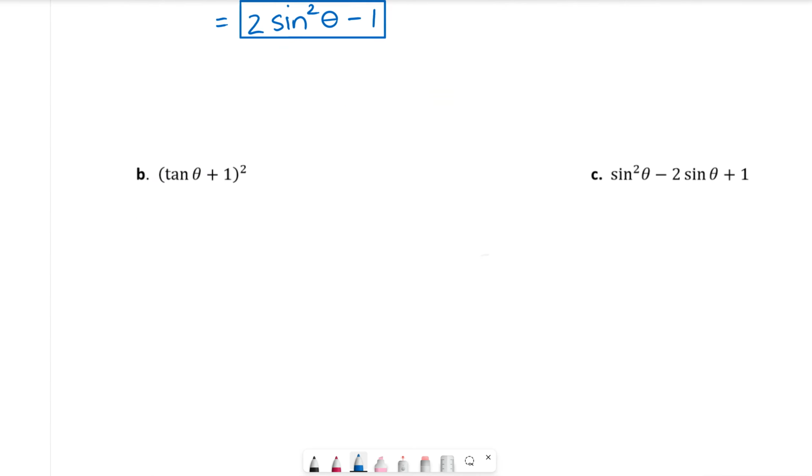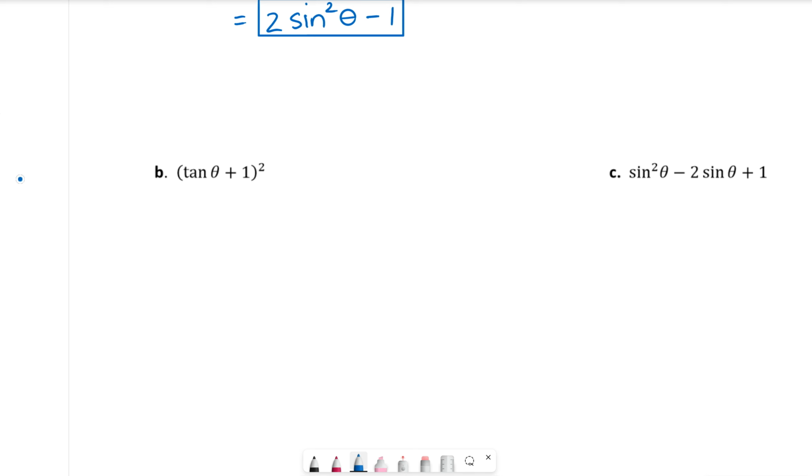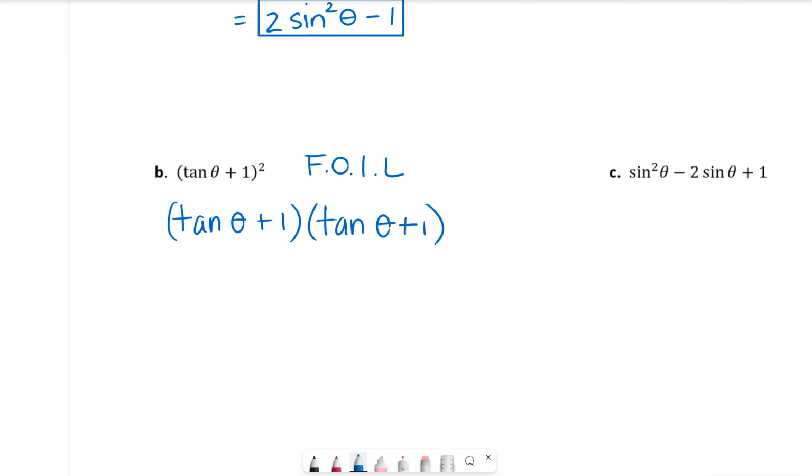But if you don't have a difference of squares approach like this one, part B, you have to write tangent theta plus 1 and rewrite it as tangent theta plus 1. In this scenario, what you're going to do is do what we like to call, for shorthand, FOIL, to help you remember to multiply first, outer, inner, last. So we'll multiply first terms. So tangent times tangent, that's tangent squared theta.